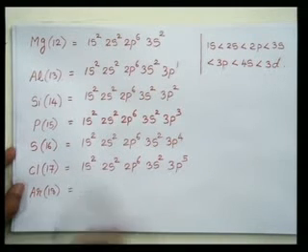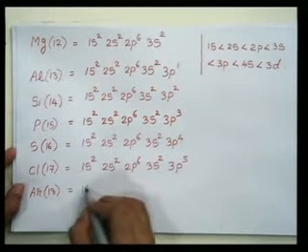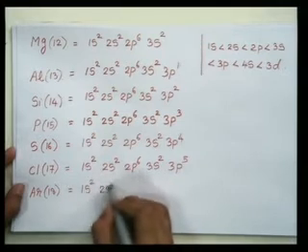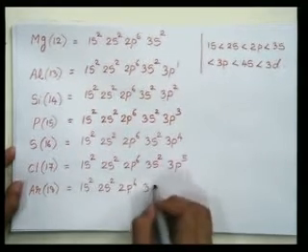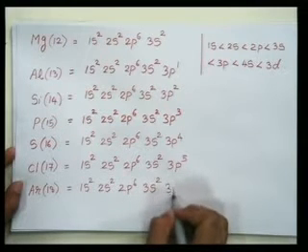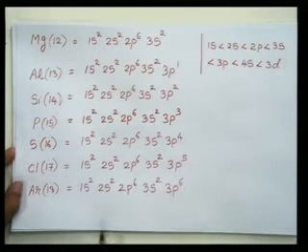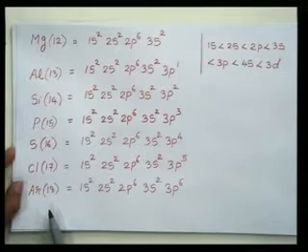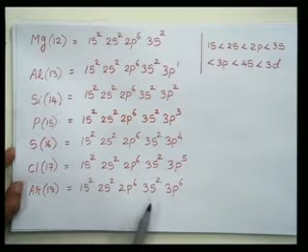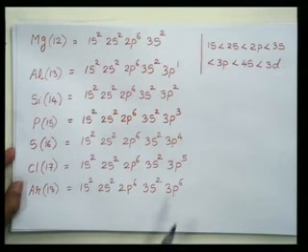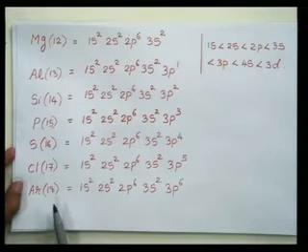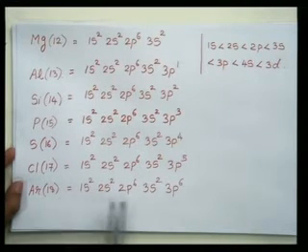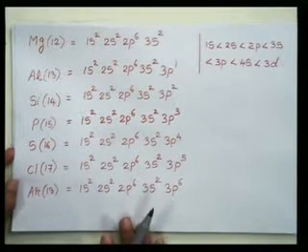Argon configuration can be written like this: 1s2, 2s2, 2p6, 3s2, 3p6. Now if you look at the case of the argon, then all the s orbitals are completely filled as well as your p orbitals are fully filled. So again it is included into the inert gas category and having the stable configuration. So argon is basically an inert gas.